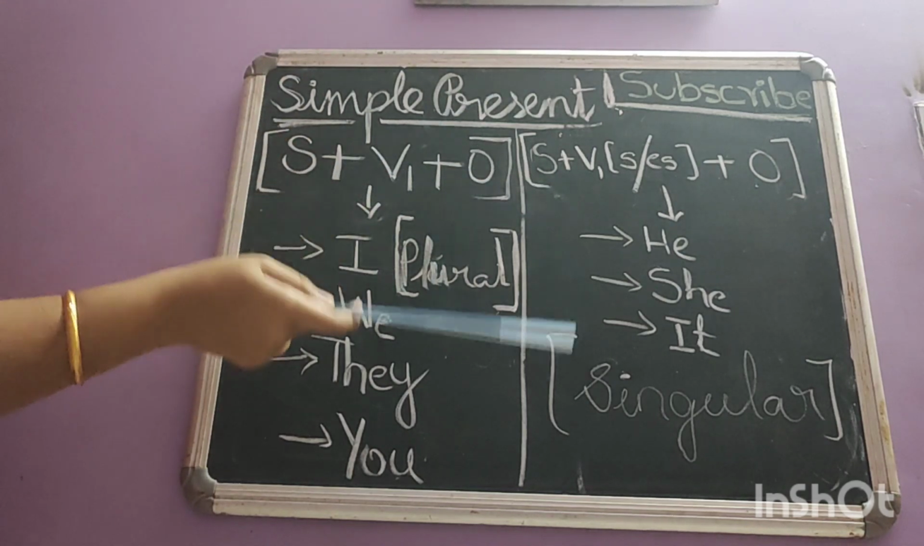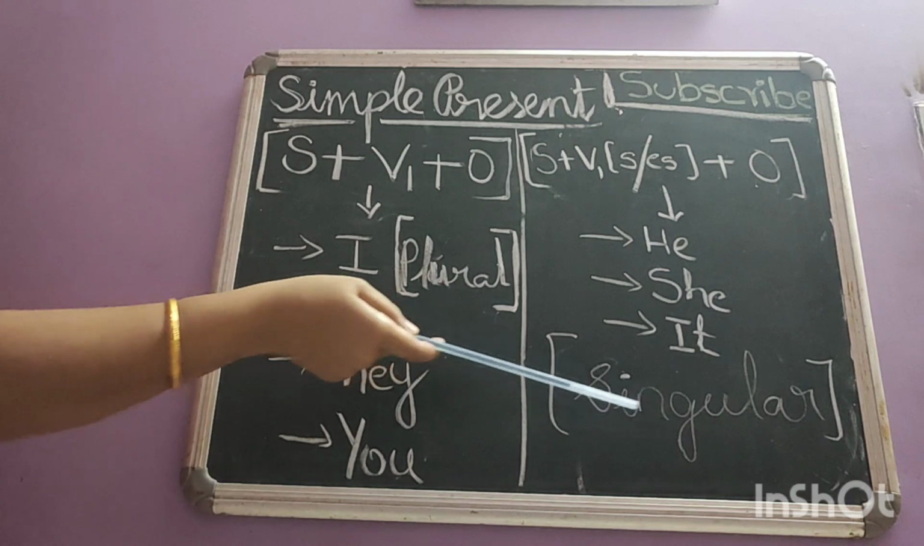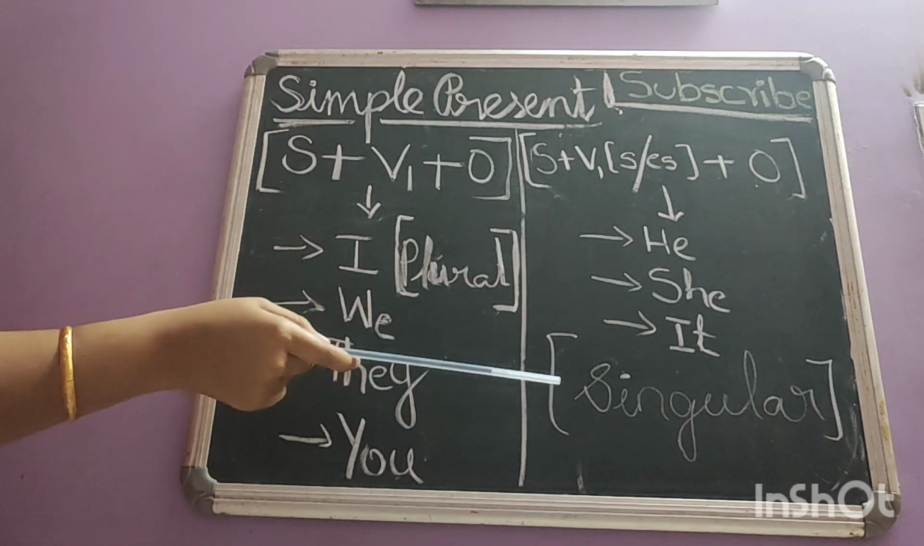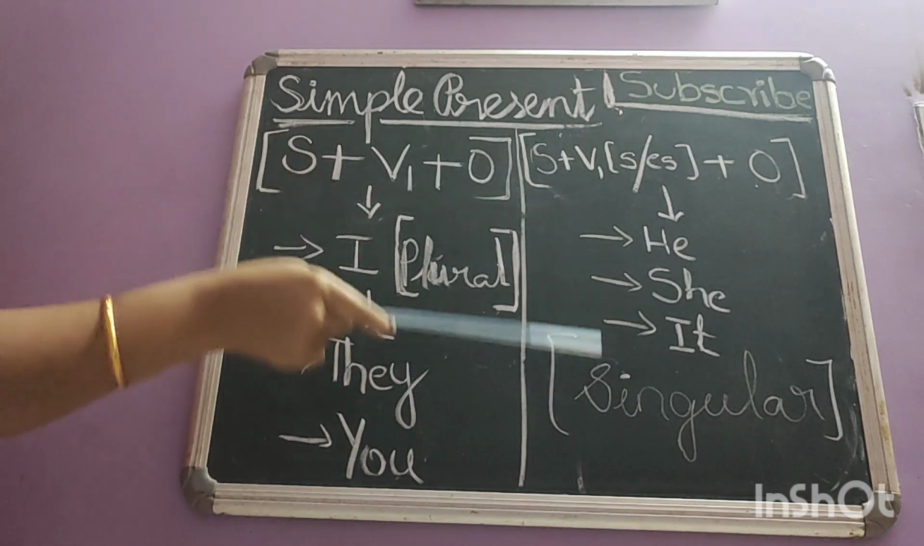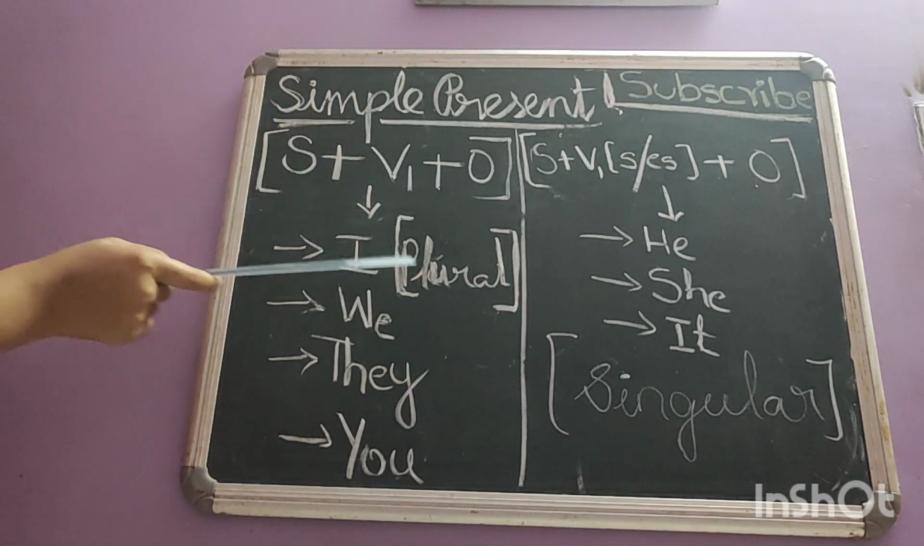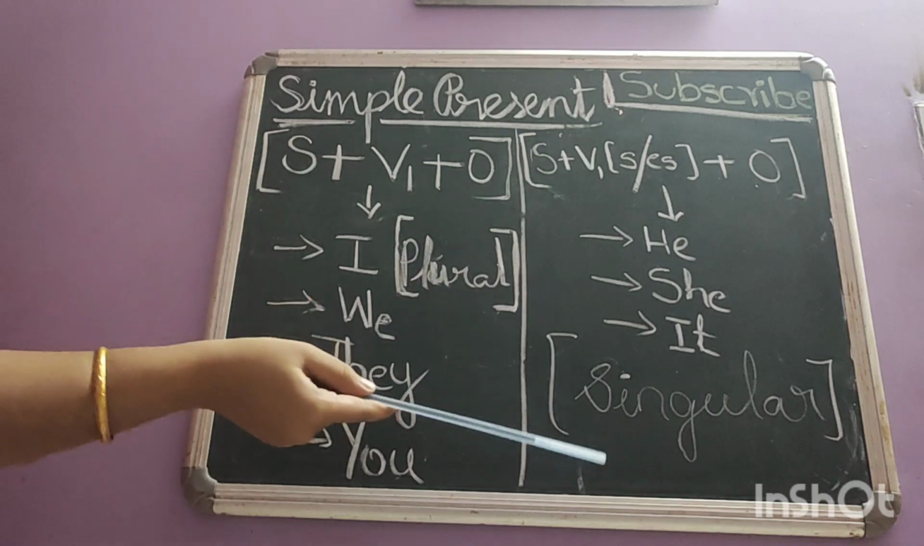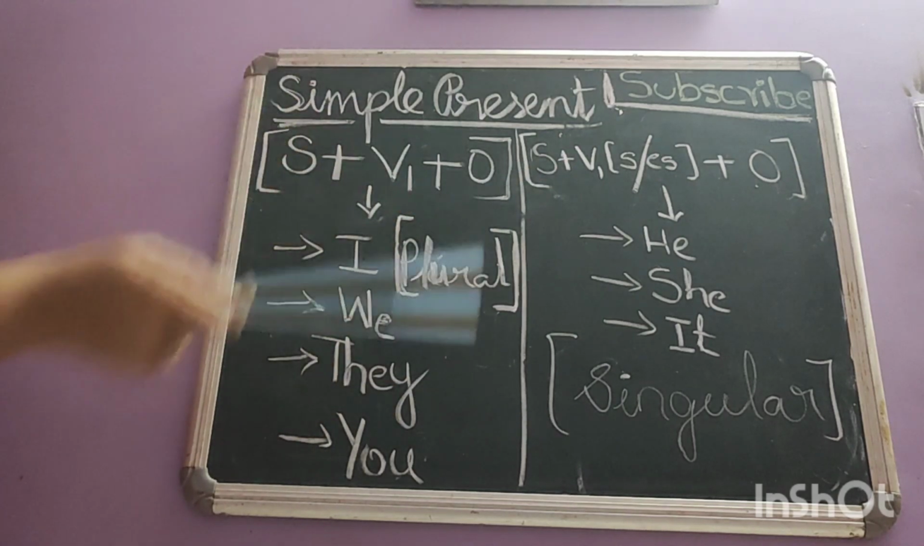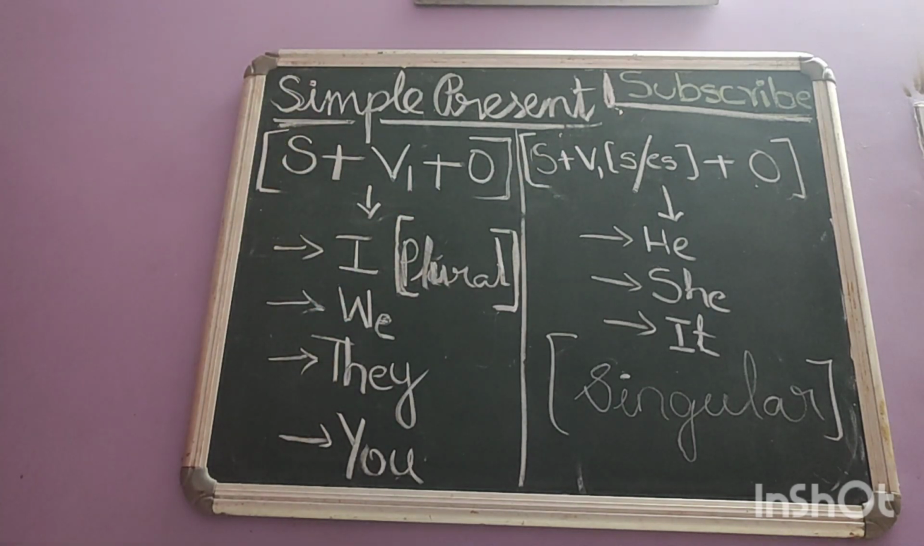Okay. And coming to the last, here again we can see the singular. What is the singular? When the subject is singular, we have to use this structure only. If the subject is plural, this structure. If the subject is singular, this structure we have to use.